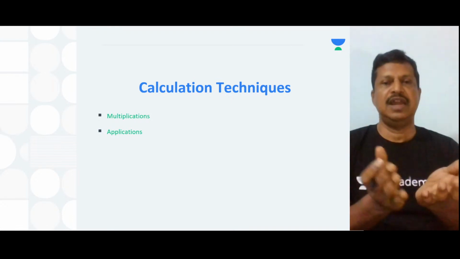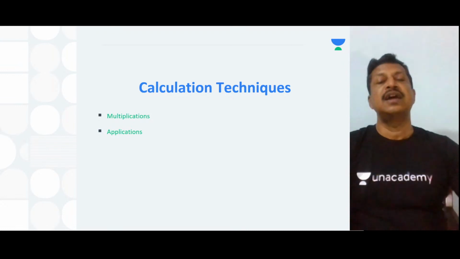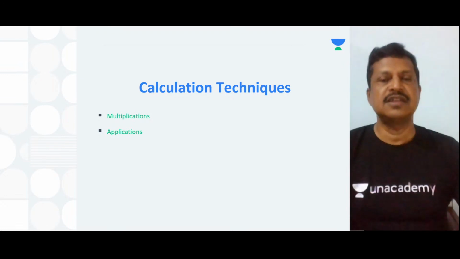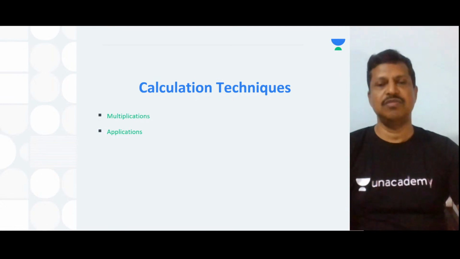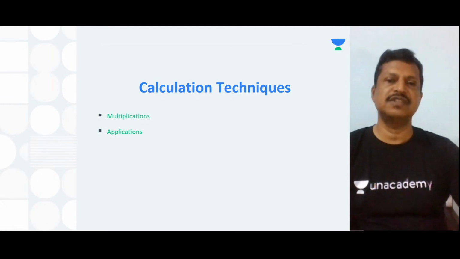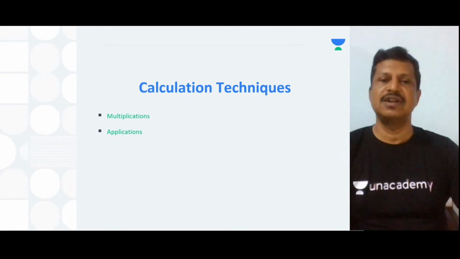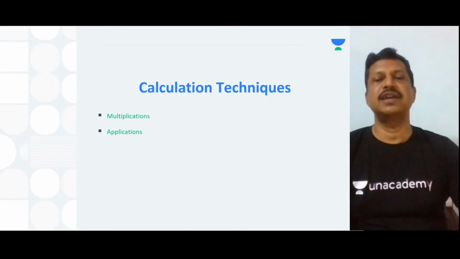And of course, as you know, here we'll learn techniques to calculate mentally. And as you know, mental calculation will be faster than the normal way of calculation. So we'll be learning faster calculation techniques, where we learn how to multiply numbers which are very close to 100. And of course, the applications of that.